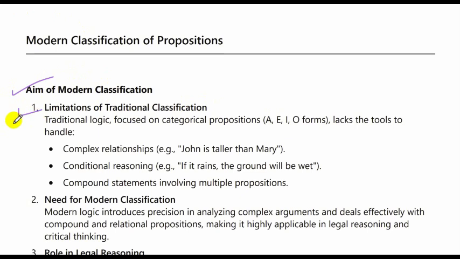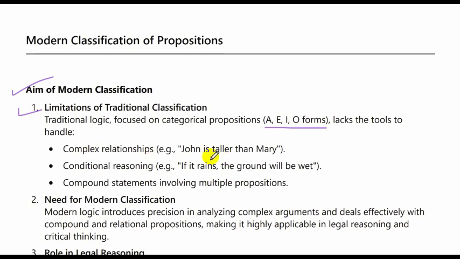First, let's look at the limitations of traditional classification. Traditional logic focused on categorical propositions A, E, I, O forms, which has been talked about in many of my previous videos. So if you don't understand what this is, you'll have to go and check those previous videos. They lack the tools to handle complex relationships.